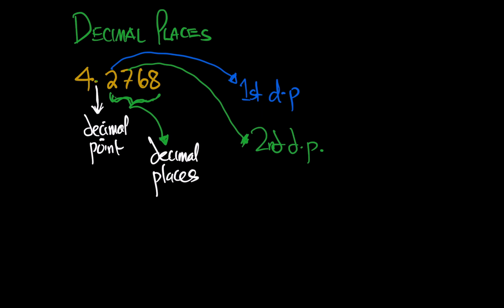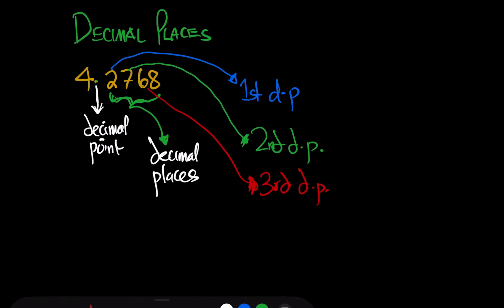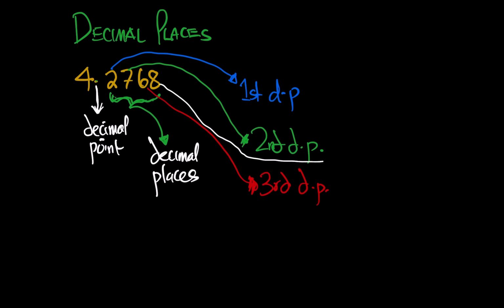And then let's continue. The 6 here will be called the third decimal place, and finally we're going to have this 8 here, what we call the fourth decimal place, right?